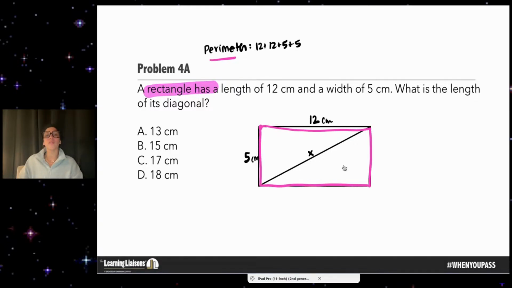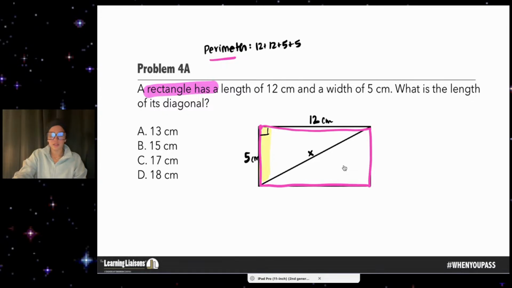We are looking for the diagonal. So that really doesn't help us, but I wanted to throw a vocabulary word at you so that you kind of got a little bonus lesson there. How do I find the length of a diagonal? Well, the first thing I notice is that I've got a triangle here, don't I?